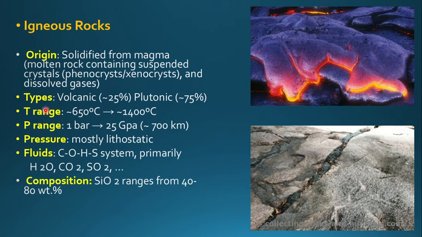Okay, then the temperature range. Usually it will be from 650 degrees Celsius to 1400 degrees Celsius, as we have said, right from the olivine to the quartz. Okay, then pressure, that is 1 bar to 25 GPa, that is approximately 700 kilometers depth. So that is the pressure range.